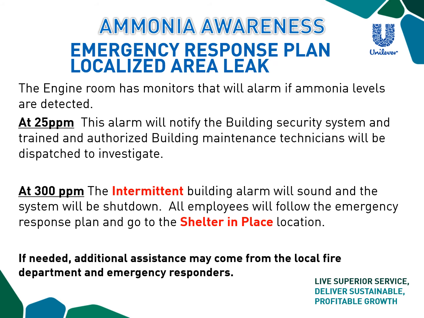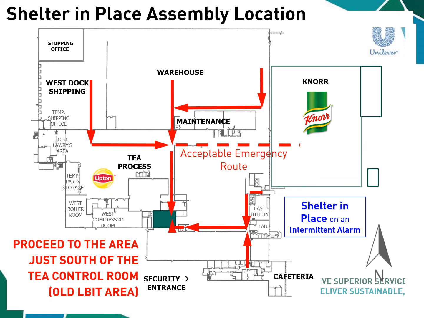Pictured here are the different routes you may take depending on where you work in the plant to get to our shelter-in-place location located near T process. We shelter in place at the Independence facility for two reasons. One being an ammonia leak and the system hit 300 ppm and that intermittent building alarm went off, or if we have severe weather in the area and we'll sound the intermittent building alarm for that reason. The shelter in place location is located just south of the T control room.